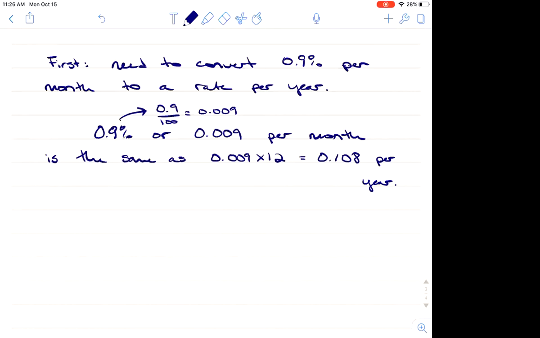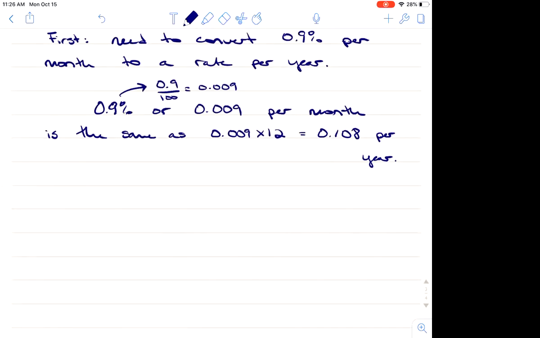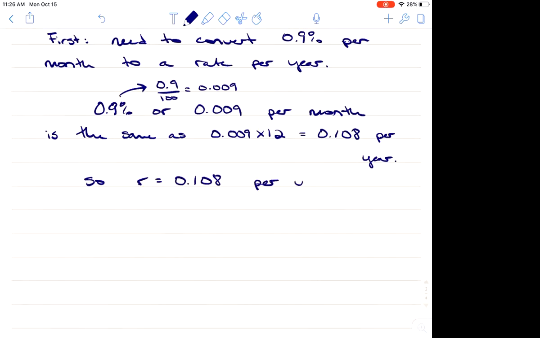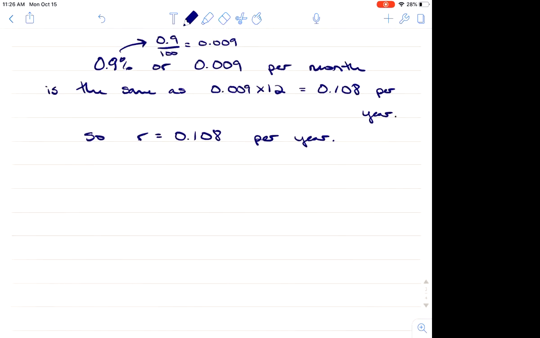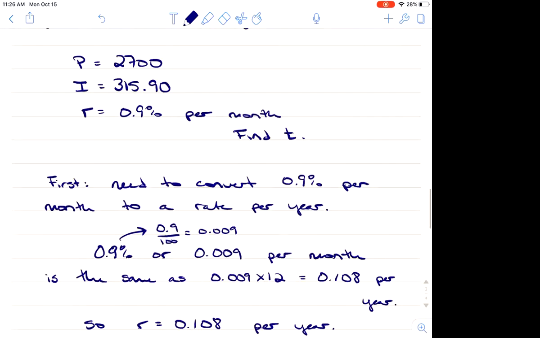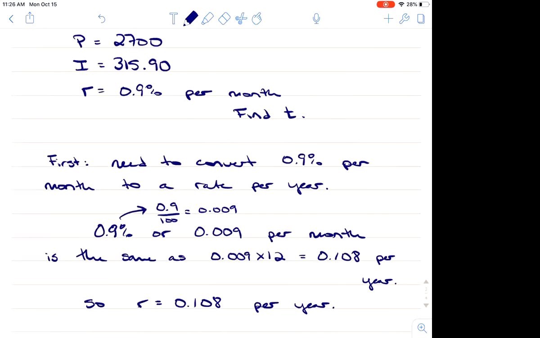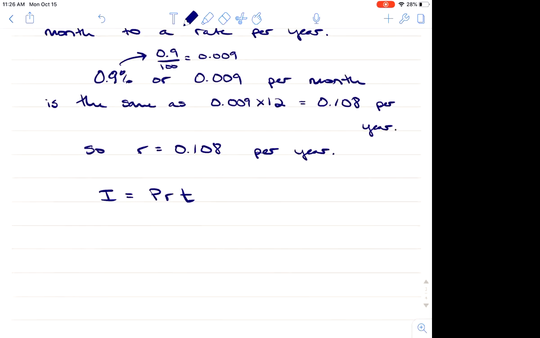Okay. So now, so R is 0.108 per year. Right. So now we can solve for T, right? So we have I equals PRT. We're told the I, right, is 315.90.